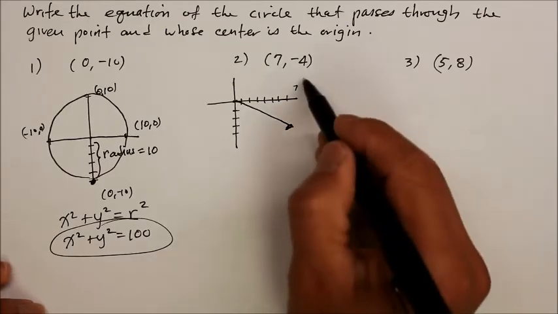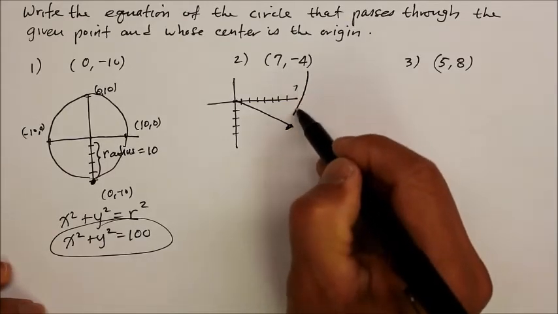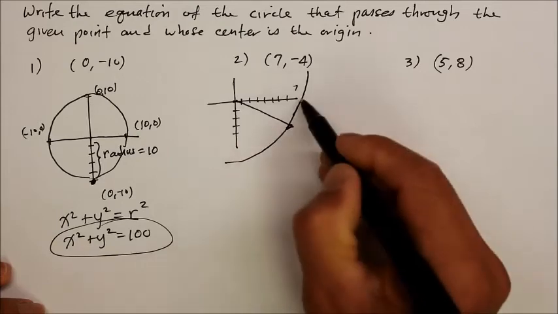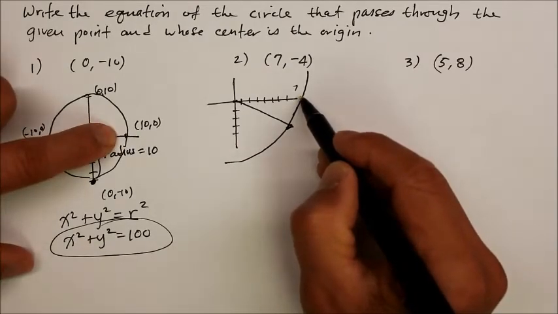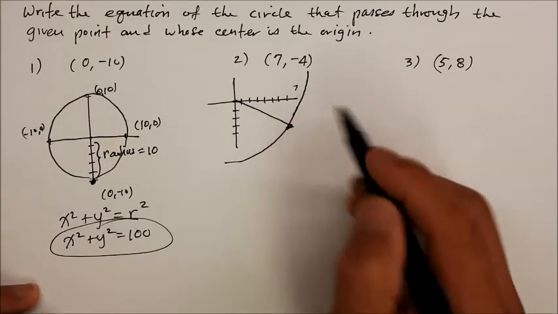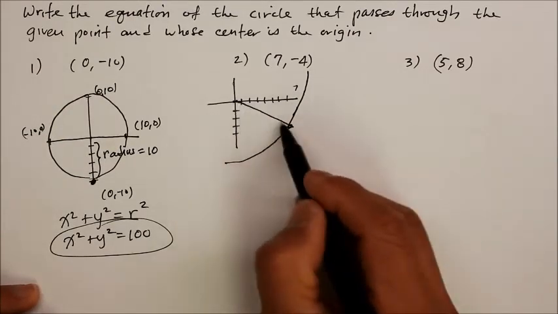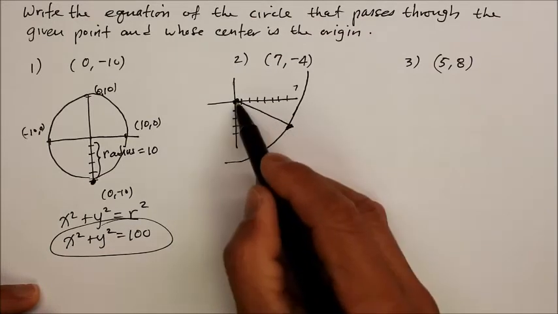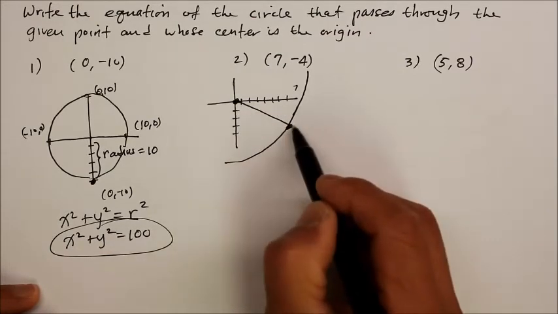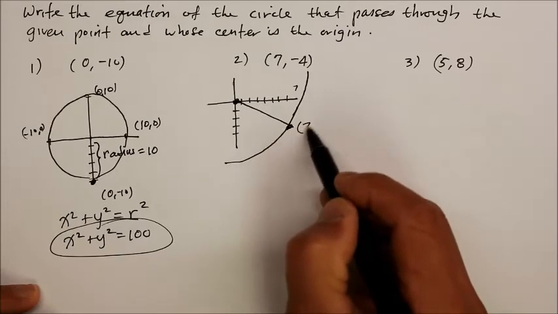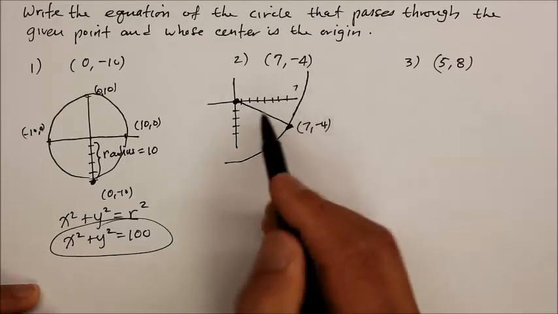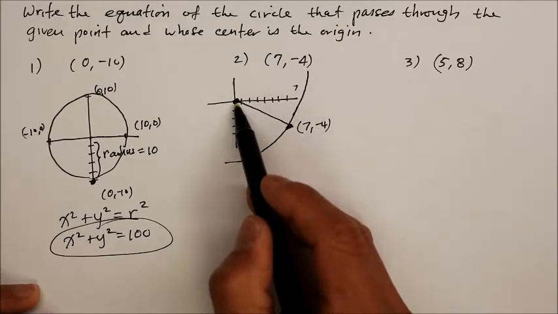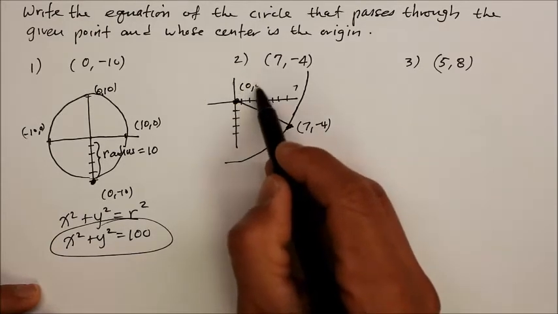So if you think about it, however, when you draw the circle going around it, you could see that it's not going to be 7 over here on the x-axis like it was over here. So how do you find this? Well, this radius happens to be a distance. It's a segment between these 2 points. And you know what this coordinate is? It's 7 and negative 4. And what is this coordinate? Yeah, it's the origin. So it's 0 and 0.